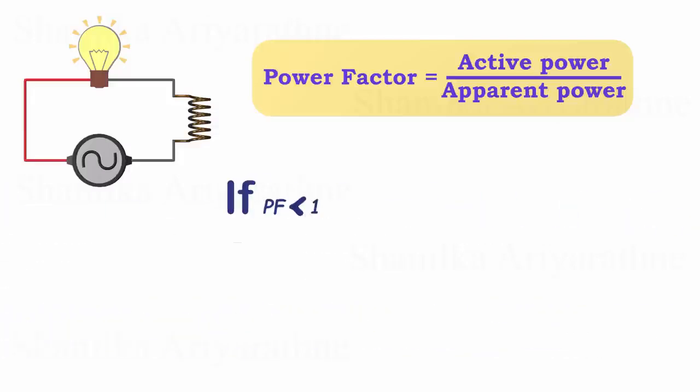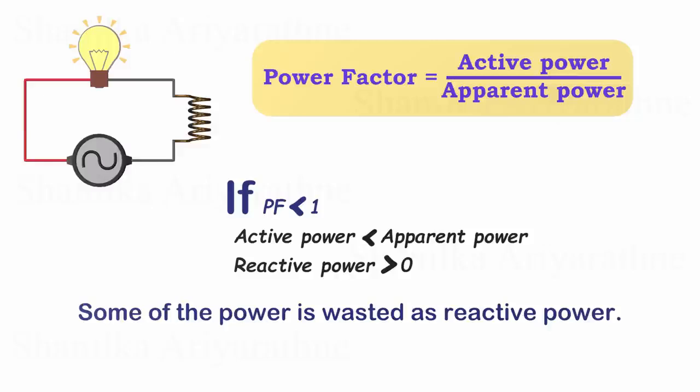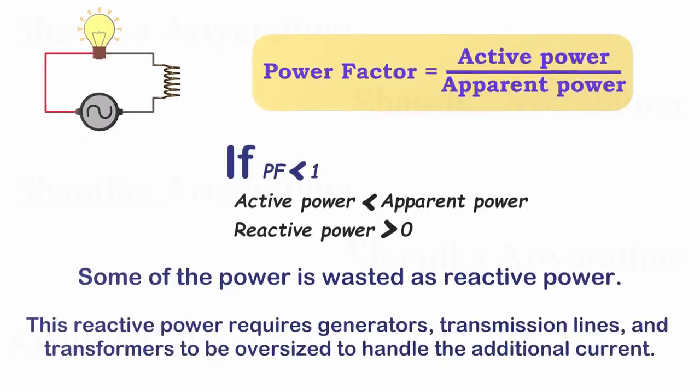If the power factor is less than 1, it indicates that the apparent power is larger than the active power. This implies that some of the power is wasted as reactive power. A lower power factor indicates that more power is wasted as reactive power, rendering such circuits highly ineffective. They draw an unnecessary amount of current. This reactive power necessitates generators, transmission lines, and transformers to be oversized to handle the additional current, despite not performing any productive work. This oversized infrastructure increases capital and maintenance costs for the power company.